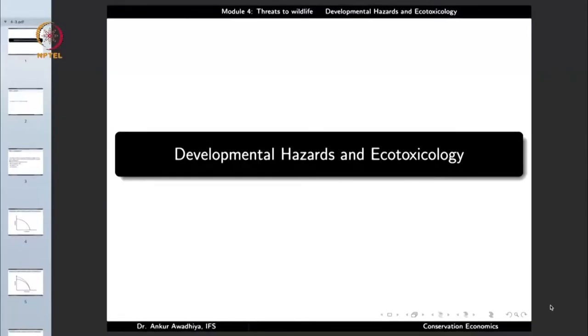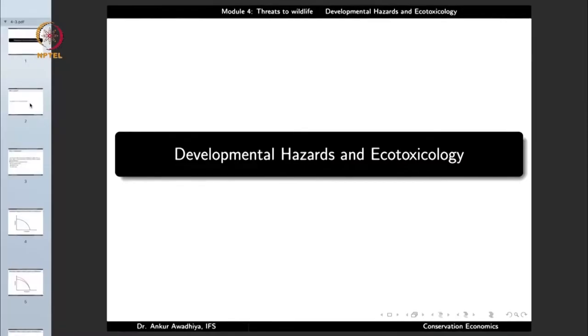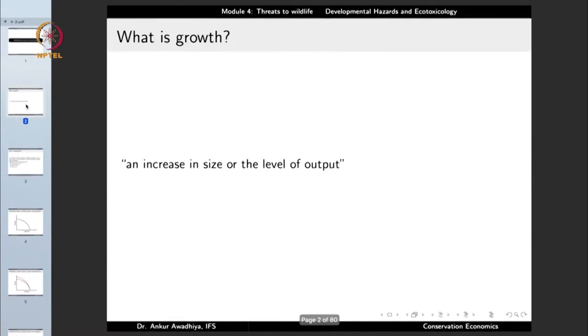Namaste. We carry forward our discussion on the threats to wildlife, and in this lecture we'll have a look at developmental hazards and ecotoxicology. Now, you must have heard in a number of circumstances that we are aiming for economic growth and we are aiming for economic development. The question is, are both of these the same, or is there a difference between economic growth and economic development? So let us look at what growth and development mean.